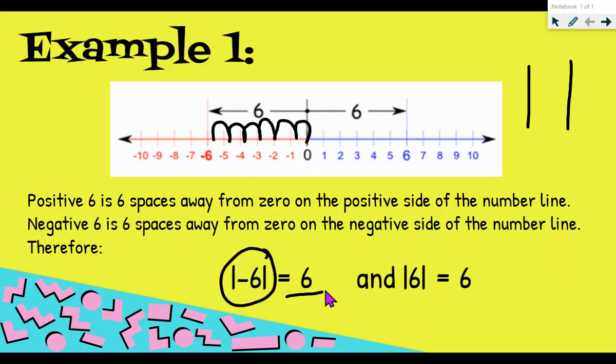Just like the absolute value of +6 is also 6 spaces away. This time on the positive side of our number line. So the absolute value of +6 is also +6. So no matter what, if our number inside is negative or if it's positive, the distance away from zero is always positive, and it's the same amount as that actual number on the inside.